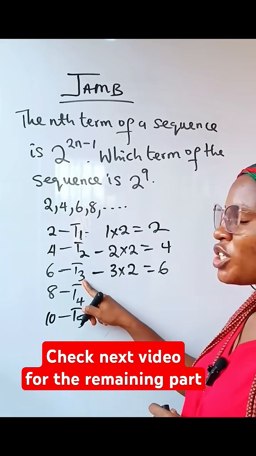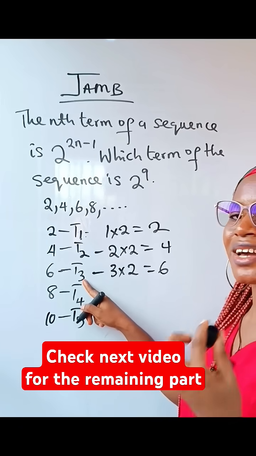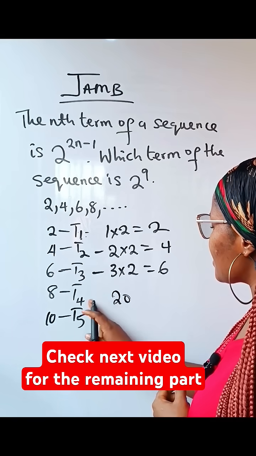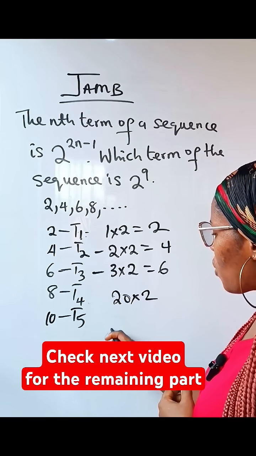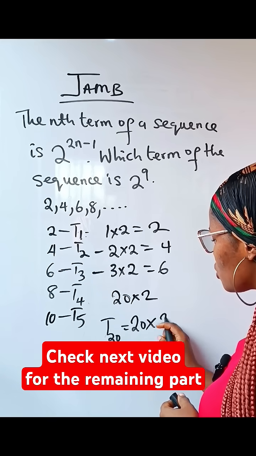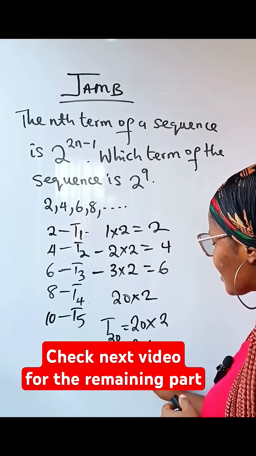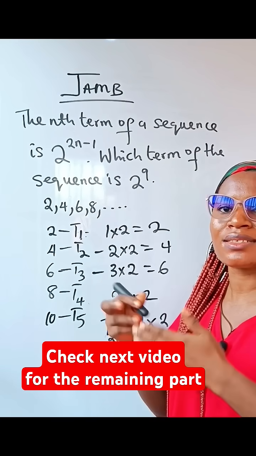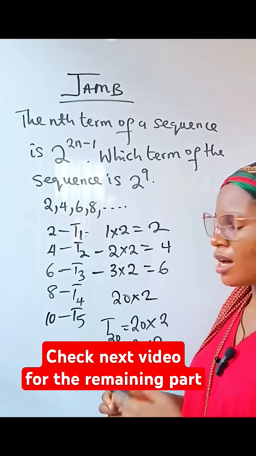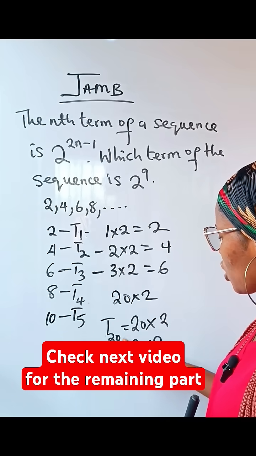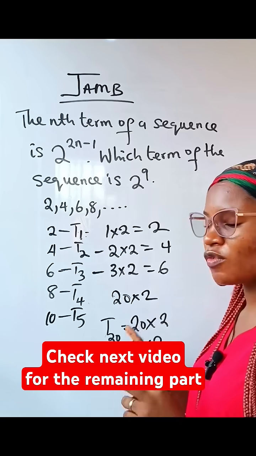That n, which is the nth term, right? Say I want to get the 20th term. All I will do is say 20 times 2. That is, if I want to get T20, it's going to be 20 times 2. So it's going to be n times 2, whereby n is the particular term I want to get. Do you understand? So it means that the 20th term of this sequence will give me 40, because it's going to be 20 times 2, which is 40.